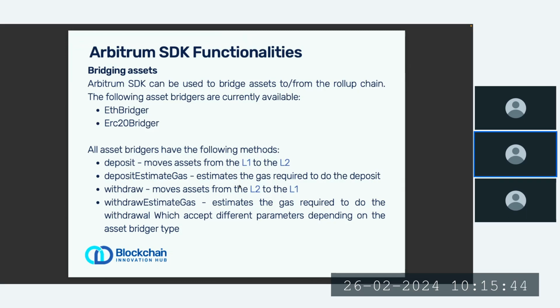Now, if you take a look at them individually, they can have more methods, but in terms of similarity, what common methods do they have? They have these four common methods. If you take a deeper look, for example, the ETH bridger also has deposit to, which is if you want to send to a destination address. So they all have individual methods that may be more than these four, but in terms of commonality, these four are found in both of them.